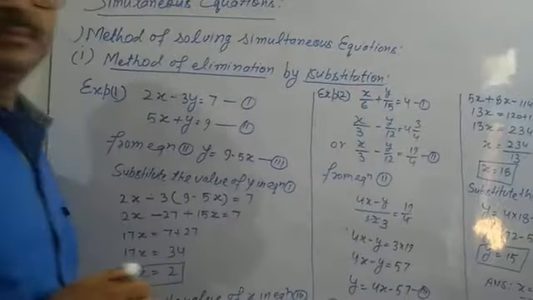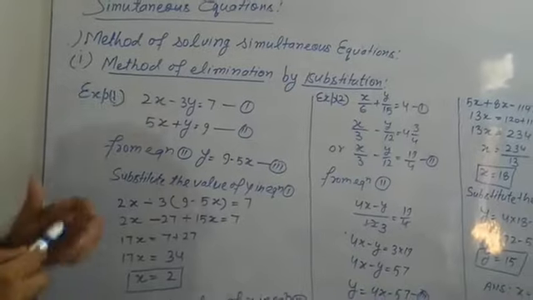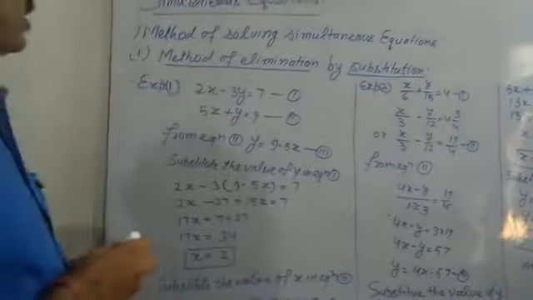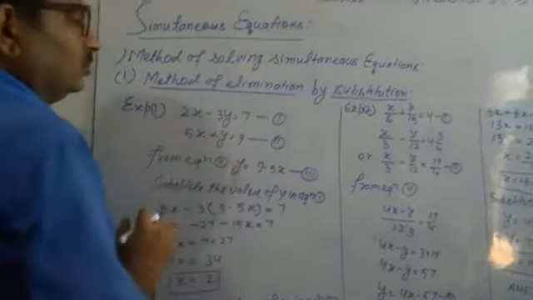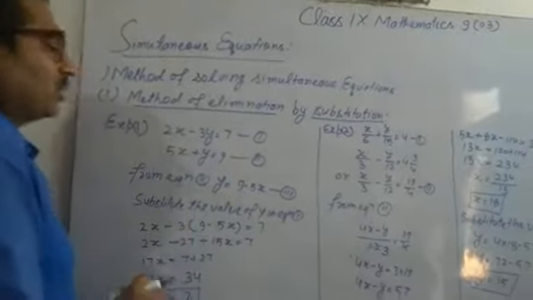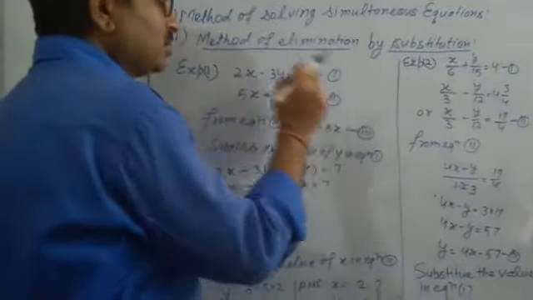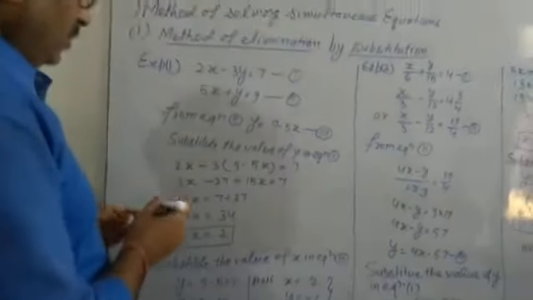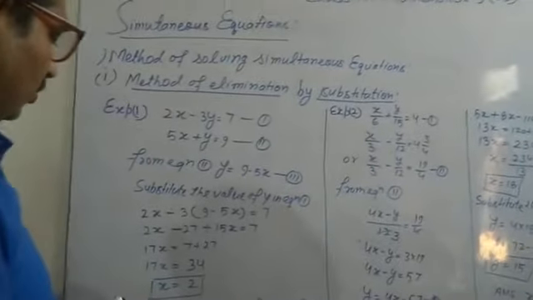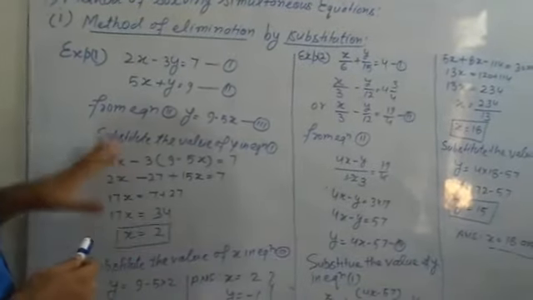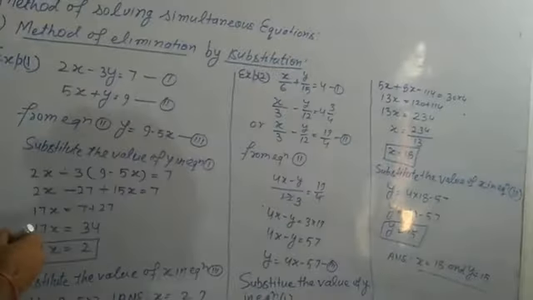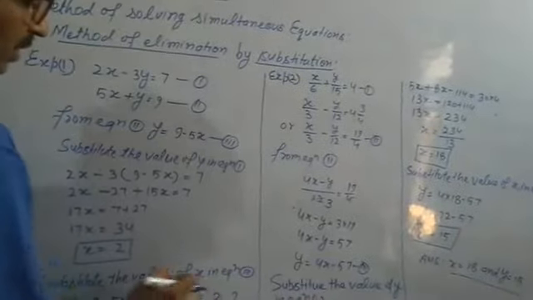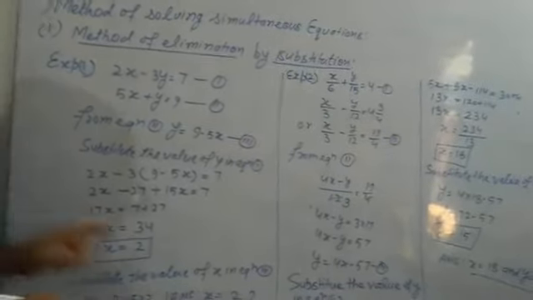In this method, we get the value of any variable from the given two equations. That value obtained in step 1 is put in the other equation, and we get the value of the other variable from the second equation. This known variable is put in the first equation, and we get the value of the other. Thus we get the value of both variables.